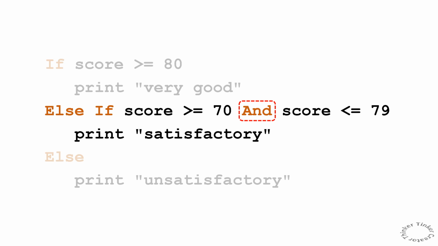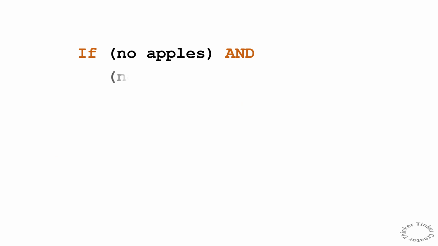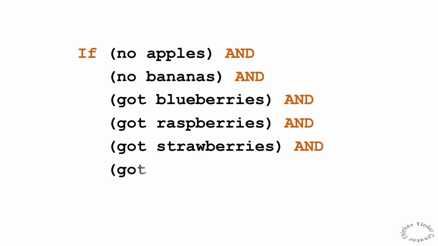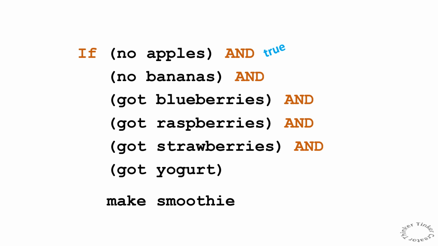The AND operator combines the result of two conditions. Both conditions have to be true for the whole condition to be true. The AND operator can combine compound conditions like this. All conditions have to be true for the whole condition to be true. Otherwise, it's false.